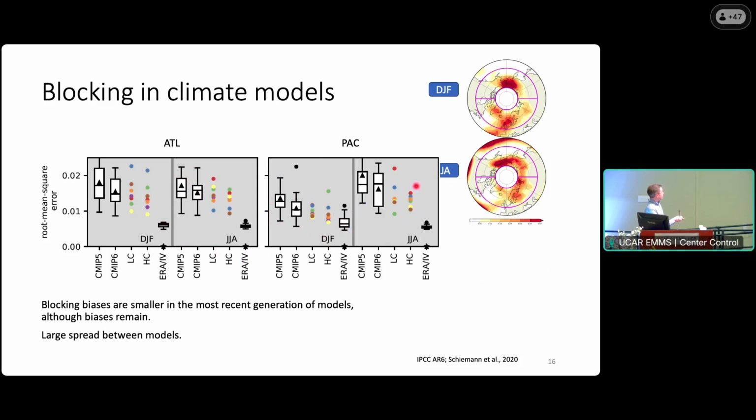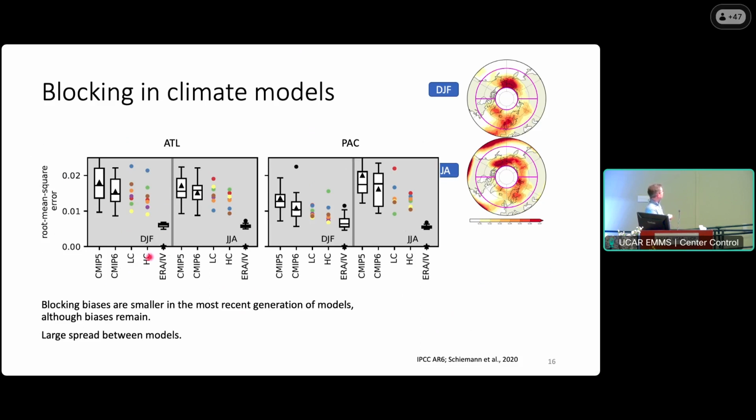And we also get some improvement in the Pacific in summer case. The blocking biases are smaller in the most recent generation of models, but biases also clearly remain. There are two more things to say about this plot. One is that this spread between models is actually quite large. So if you investigate a problem or if you have an application that depends on blocking, unfortunately, it matters which GCM you're using. So the best models are now in better agreement with the reanalysis than with the worst models.